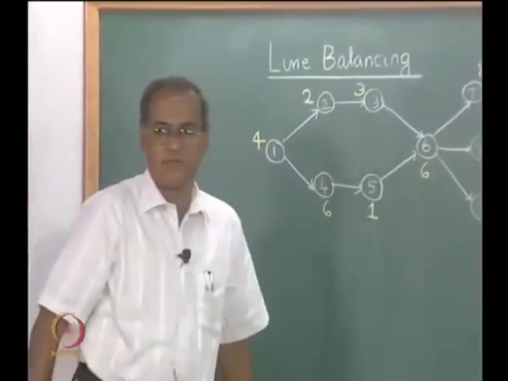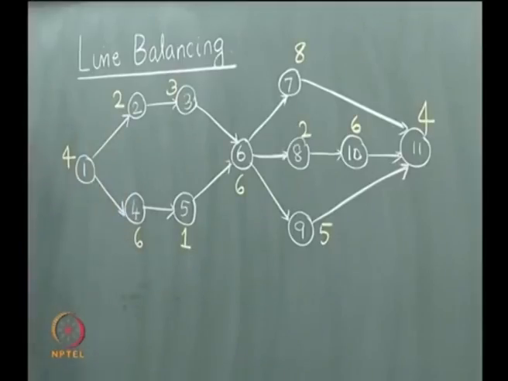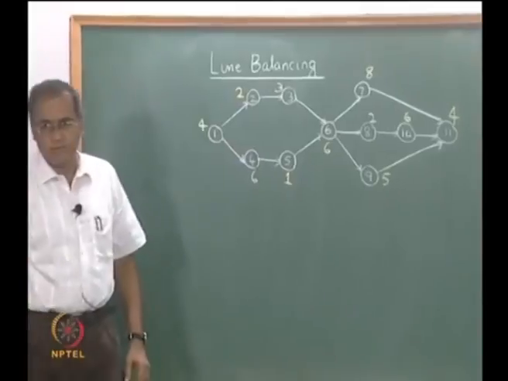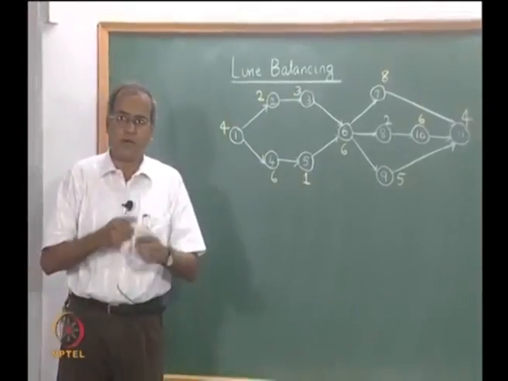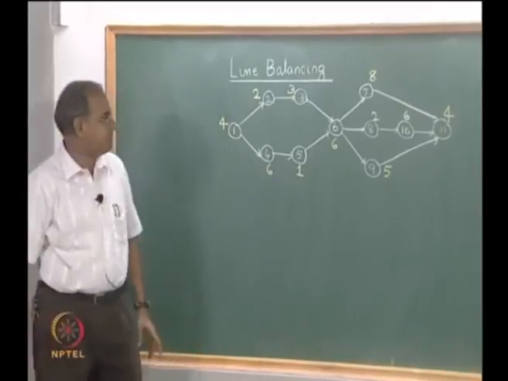In this lecture we continue the discussion on line balancing. So, this network represents the activities in a typical line balancing situation. There are 11 activities that have to be performed. One could assume that 11 components or sub-assemblies are assembled to form a final product.